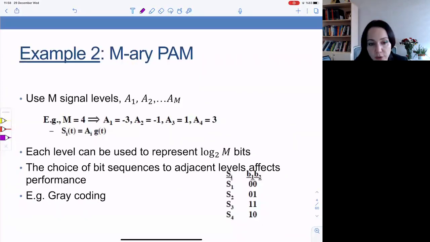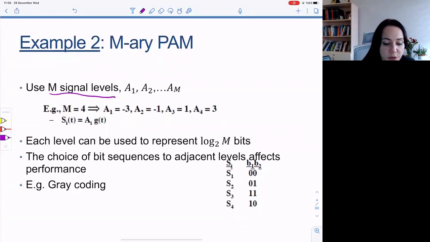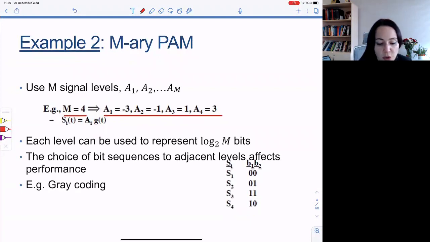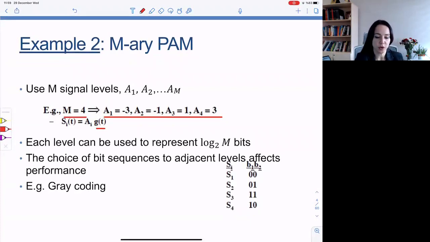Okay. In general, if you have M signal levels and if you're using pulse amplitude modulation, you could use, for example, if M equals 4, these 4 levels. Take g of t and multiply its amplitude by the level A sub i when you're sending the ith possible sequence. We have 4 possible sequences when M equals 4. So in this case, 2 bits are transmitted at a time. In general, log 2 M bits are transmitted at a time.